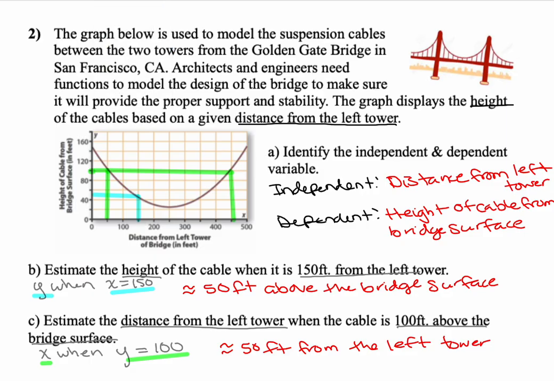So we need to make sure we write both of those down. So it's about 50 feet and 450 feet from the left tower. There are two different locations at which it happens. So we need to make sure that we continue that green highlight all the way and intercept the graph every time that it can.